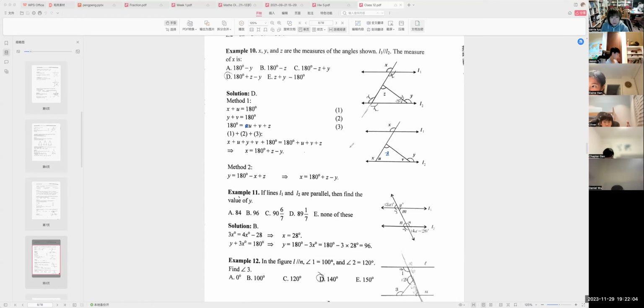Okay, this place is wrong again, where did this x come from? Cross this out in your books, the book is printed totally wrong. Okay, so these three together equals X plus U plus Y plus V plus 180 equals 180 plus U plus V plus Z. Correct? So that's why X equals 180 plus Z minus Y. So that's why the answer is D. Okay, we can also have another easier way because Y equals 180 minus X plus Z. Correct? Okay, so that's why X equals 180 plus Z minus Y.